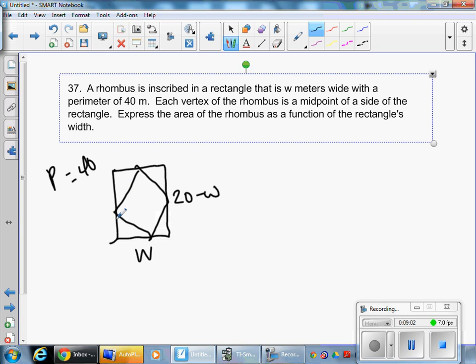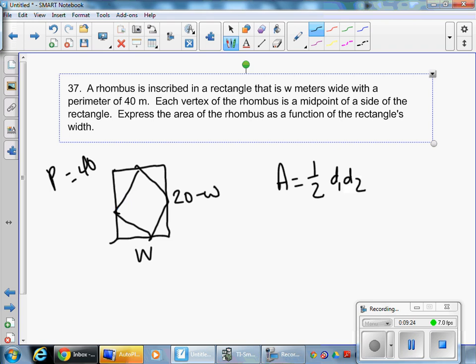Each vertex of the rhombus is a midpoint of a side of a rectangle. Express the area of the rhombus as a function of the rectangle's width. All right, area of a rhombus is 1/2 diagonal 1 times diagonal 2. And you may not know this formula. If I were to expect it on a test, I would definitely tell you.